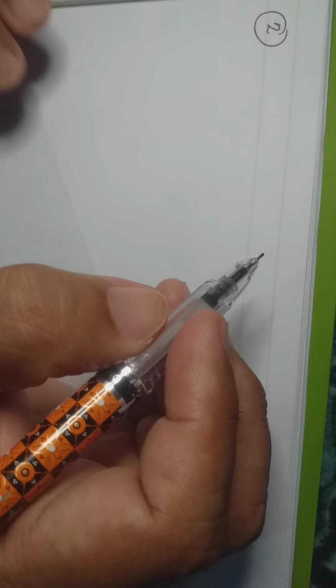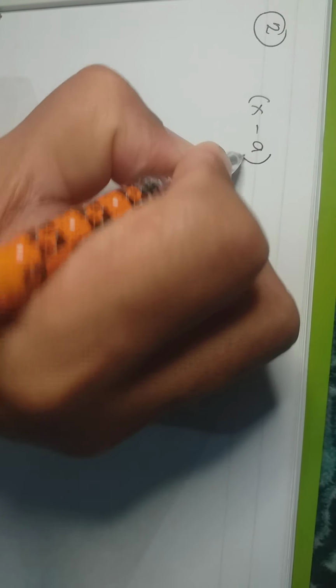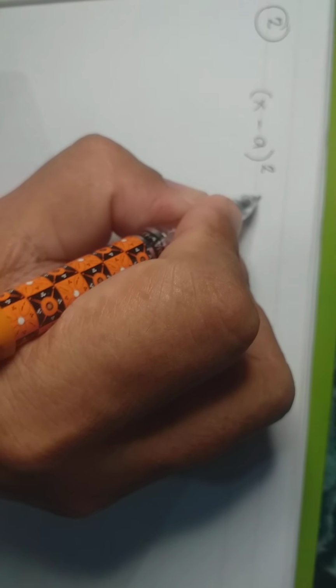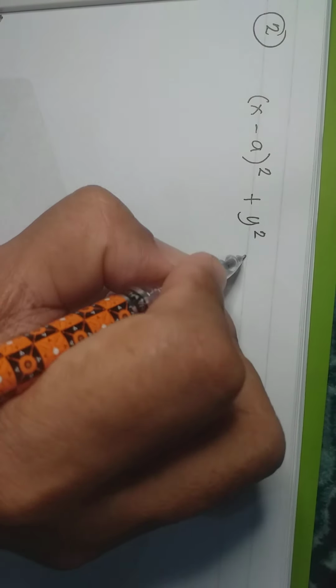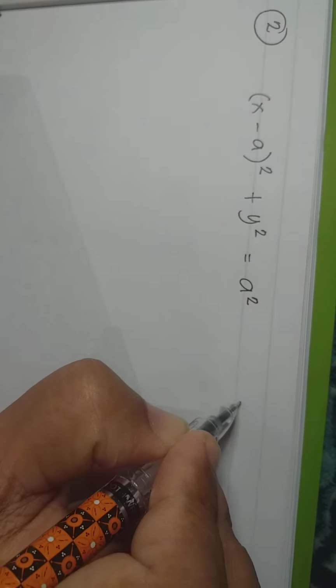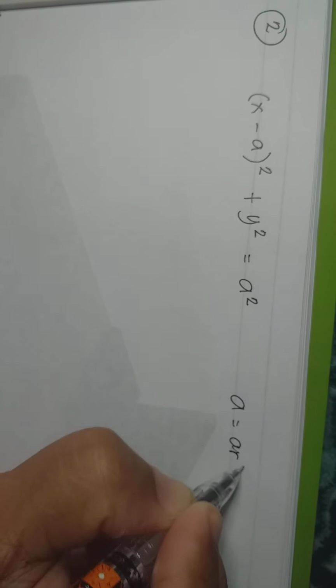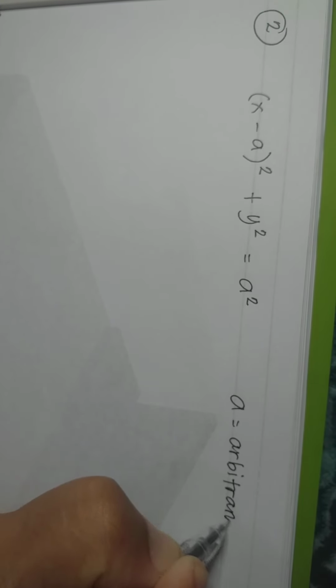So example number 2 is: eliminate the arbitrary constant a from the equation. This is number 2. Eliminate the arbitrary constant a from the equation (x minus a) squared plus y squared is equal to a squared, where a is your arbitrary constant.